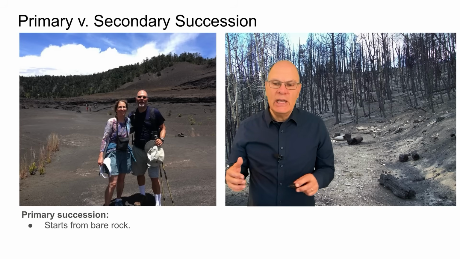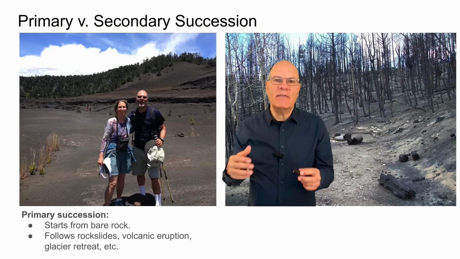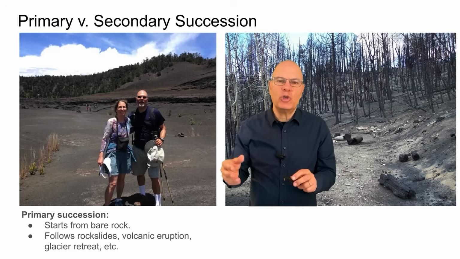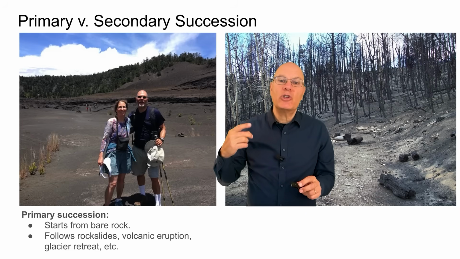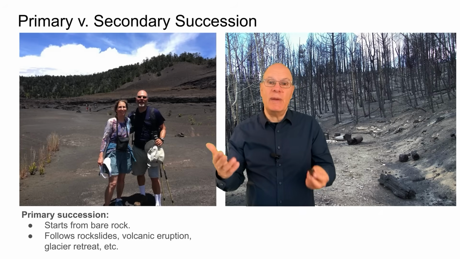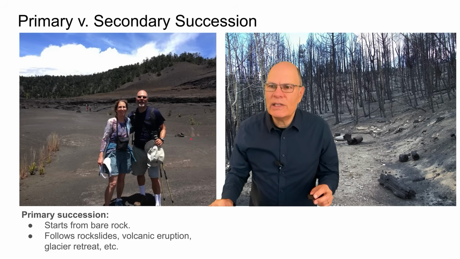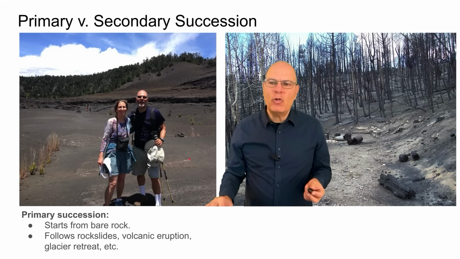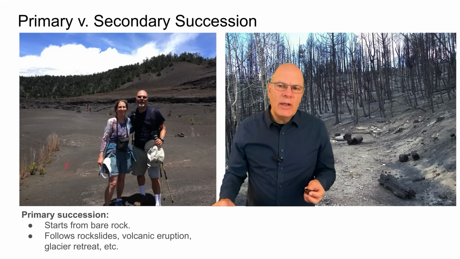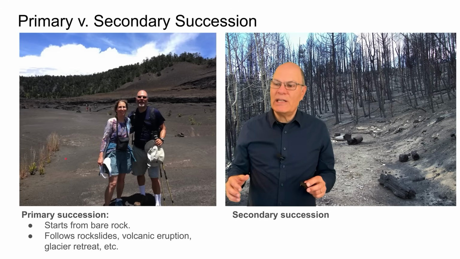Primary succession starts from bare rock, and it follows an event such as a rock slide, a volcanic eruption, glacier retreat. And the most important thing is that primary succession requires creation of soil, which is the basis of plant communities. Here's a picture of my wife and myself in Maui, and we're standing in a volcanic crater, and you can see that there was a lava flow and plants are starting to come in. That's primary succession.